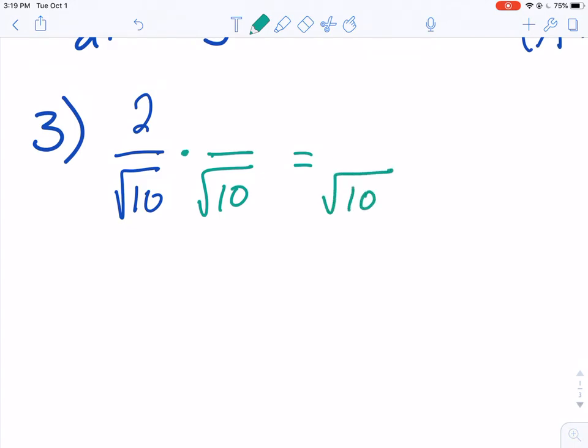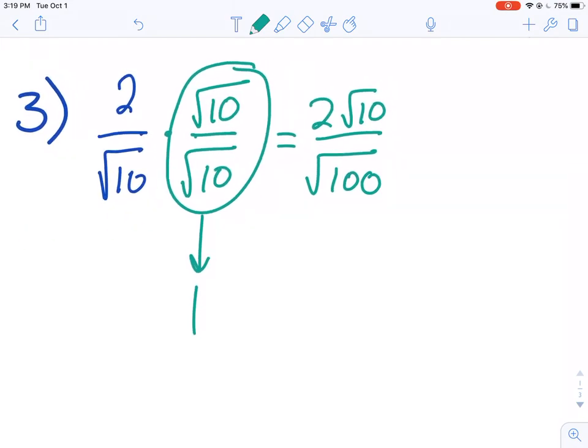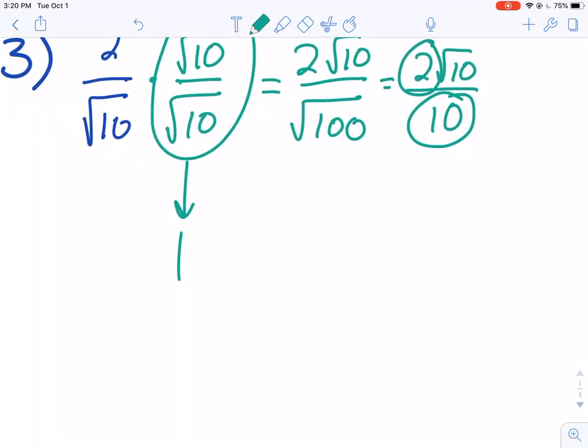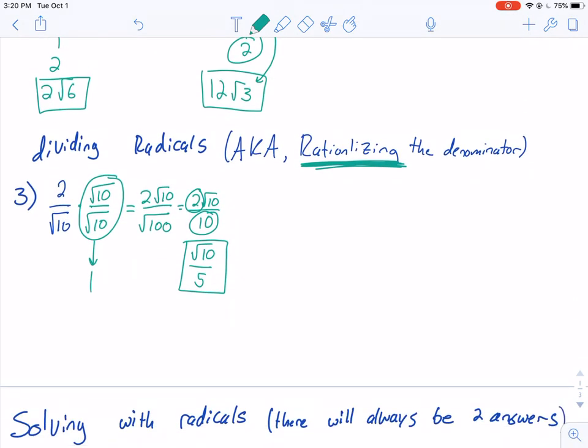That's going to give us radical 100 in the bottom. Let's talk about what we have to multiply the top by. If I multiply the bottom by radical 10, I also have to do it to the top. So that's going to give us 2 radical 10 in the top. The reason we're allowed to do that is because radical 10 divided by radical 10 is just 1, and we can take any number, multiply it by 1, and it'll still give us the same value. So then, simplifying this, we have 2 radical 10, radical 100 becomes 10, 2 and 10 are going to simplify, so that gives us radical 10 divided by 5. That's how we'd rationalize the denominator.